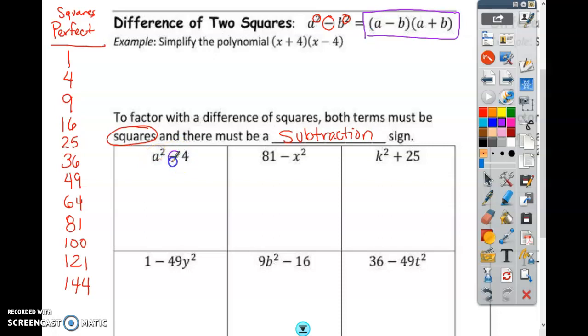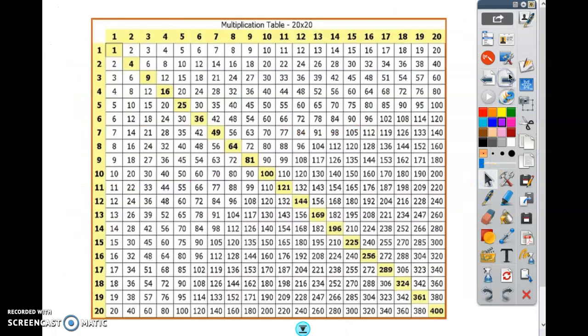So I know that this is a difference of 2 squares because first of all, this one's squared, and this is also a perfect square, right? 4 is a perfect square. So if they are perfect squares, my answer, one's going to be positive, one's going to be negative. Take the square root of a squared, that's a times a. Take the square root of 4, that's 2 times 2. And you're done. Okay, take the square root of 4. So you're going to look in your table, you're going to find 4, and you're going to say, oh, it's 2 times 2. Okay, so that's how we're going to be doing it.